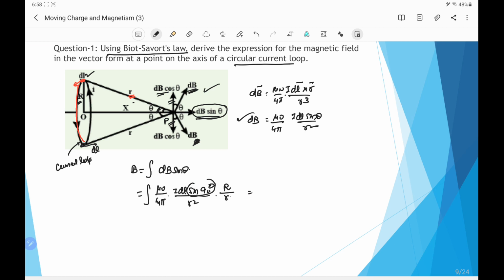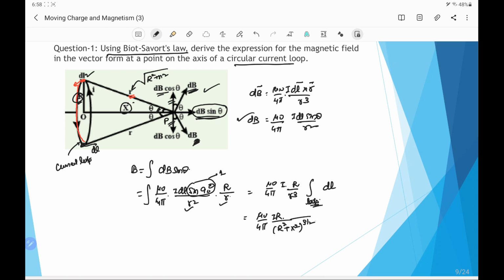Therefore, sin 90 is 1, and mu naught by 4 pi is constant, I is also constant, and r is also constant because it's the radius of the loop, and r is fixed for all the points on the loop. Therefore, we can write r square into r, that is r cube, and the remaining term is dl, and this dl is to be integrated for the whole closed circular loop. Therefore, it will give mu naught by 4 pi I over r cube, where this r is the radius, x is the axial distance, so from Pythagoras theorem r will be r square plus x square, square root, and then whole cube, that gives power 3 by 2.